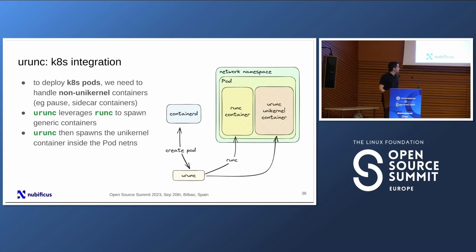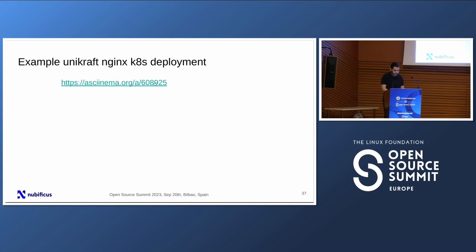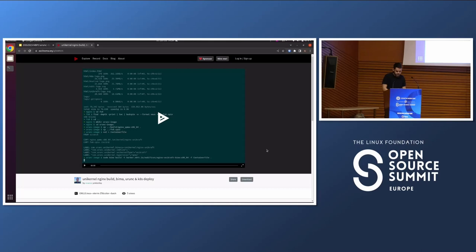Now, to achieve this, we use runc. So any generic container gets spawned using runc. And then the user-defined container, which is a unikernel in our case, is spawned using urunc inside the same pod. So let's see an example of how this looks like.